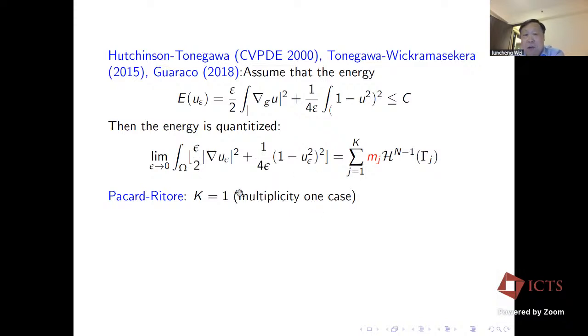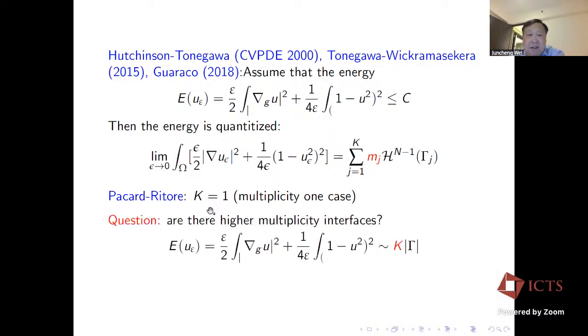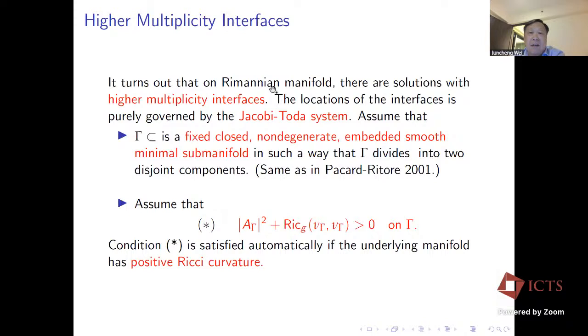So the question is, can we get multiplicity 2? And the answer is yes. It turns out that on a Riemannian manifold there are solutions with higher multiplicity interface. The location of the interface is purely governed by a Jacobi-Toda system, and we derive this Jacobi-Toda system by the scaling, by the reduction method, by the gluing method.